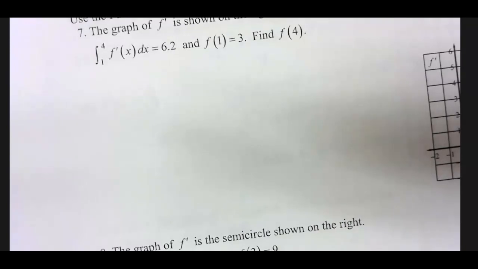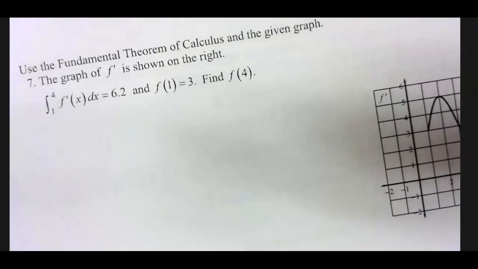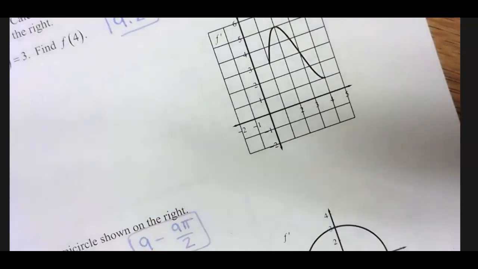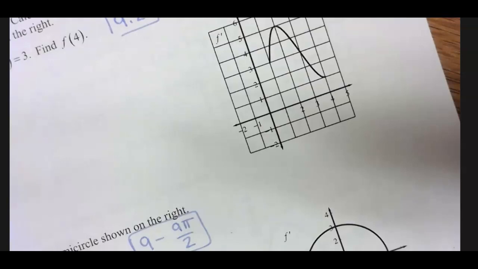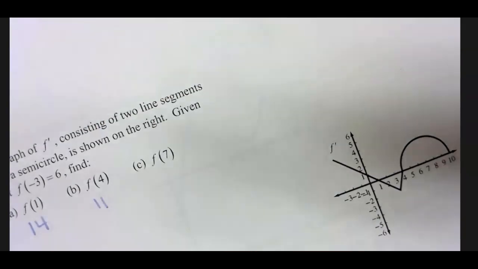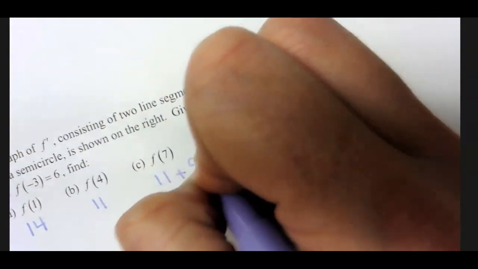Again, graphs are all over that AP exam. They're going to hit you with these small decimals on a non-calculator question. So the final answer in 7 of f of 4 is 9.2. And then in 8, it's 9 minus 9 pi over 2. And then in 9, you had to find part A, B, and C. So A was 14, B is 11, and C is 11 plus 9 5/4.